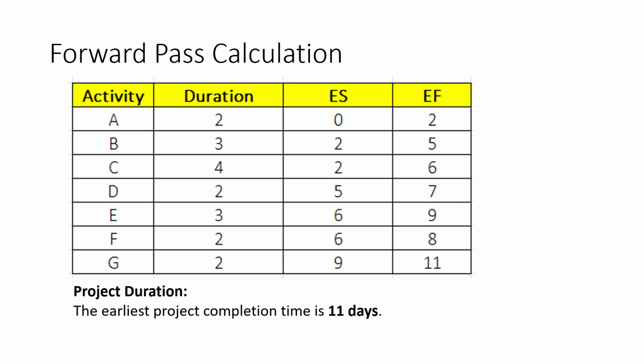Finally, activity G depends on D, E, and F. It can only start after all three are completed. Since the latest finish among D, E, and F is day 9, activity G starts at day 9 and finishes at day 11. Therefore, the earliest project completion time is 11 days.